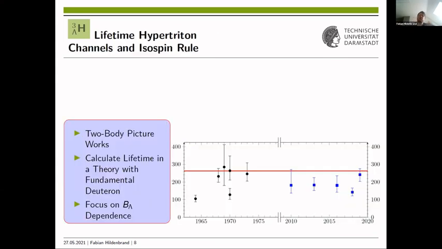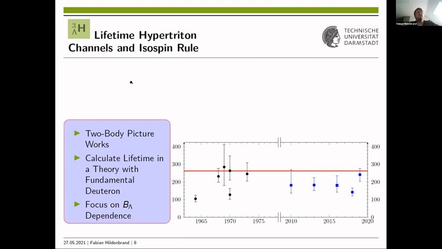So let's look at the lifetime of the hypertriton, because this is like a present issue, so to speak. If you look at this plot or compilation of old results and new results, you see that you have this old emulsion data from the 70s and newer heavy ion accelerator results. You see at least that they are somewhat contradicting each other, or do not all agree with each other. This red line is the free lambda lifetime for comparison. And we wanted to somewhat resolve or address this open question.